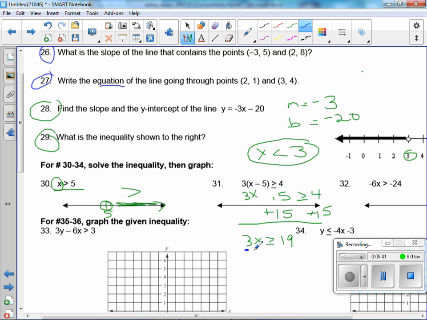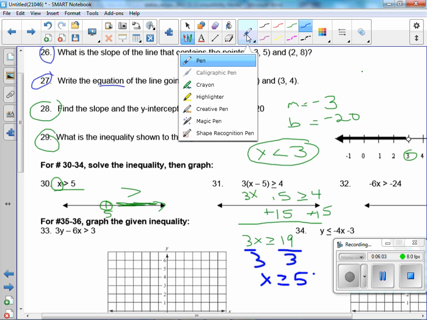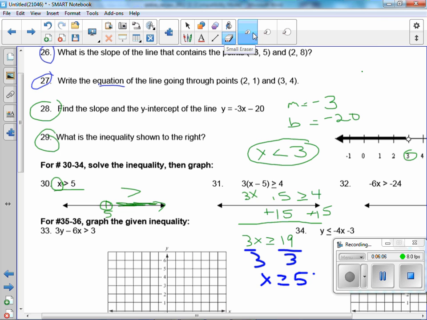So now we divide both sides by 3, and x is greater than or equal to what 3 will go into 19. 3 times 5 is 15. Oh, 3 times 6 is 18. Let me change this to 6, not 5. So 3 will go into 19 6 times and 1 left over, 6 and 1/3. So x is greater than or equal to 6 and 1/3.